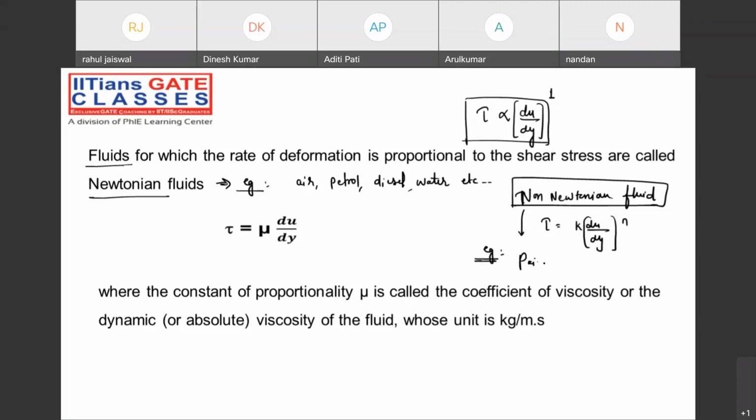Paints, blood, etc. Yes or no? Yes or no, guys? Okay.